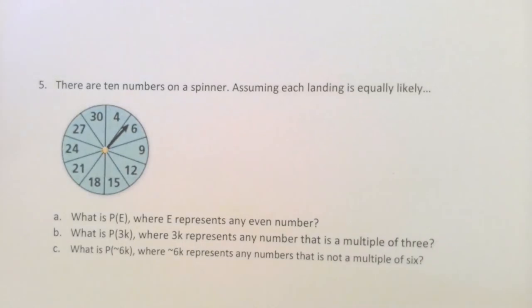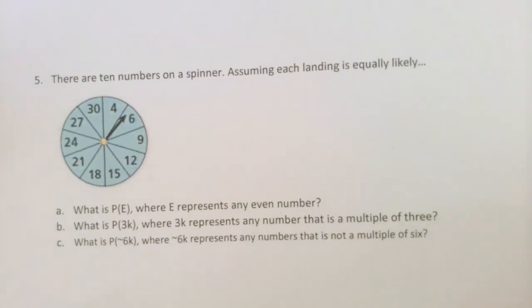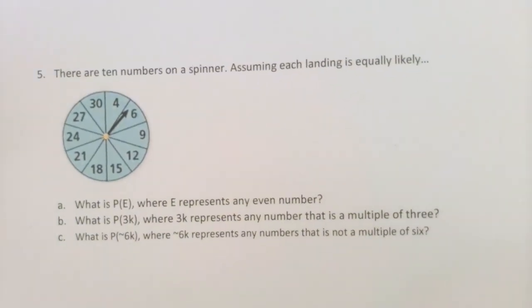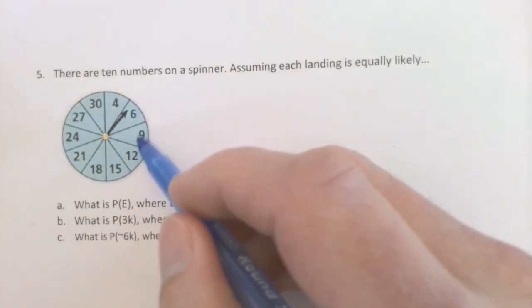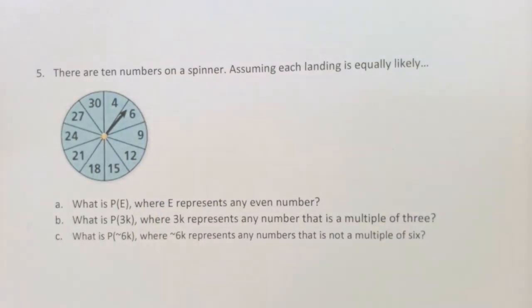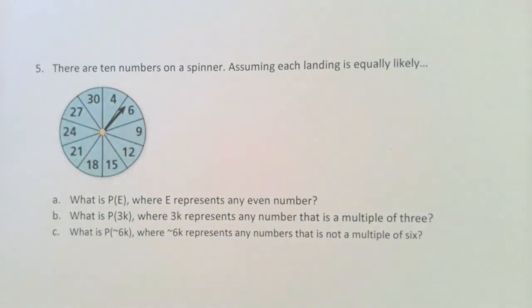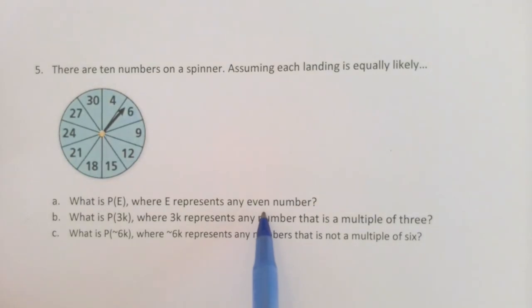Here we have a spinner. There are 10 numbers on the spinner. And each one of these numbers is equally likely, because each number occupies a so-called sector of equal area. Assuming that each landing is equally likely, what's the probability of E, where E represents getting an even number?